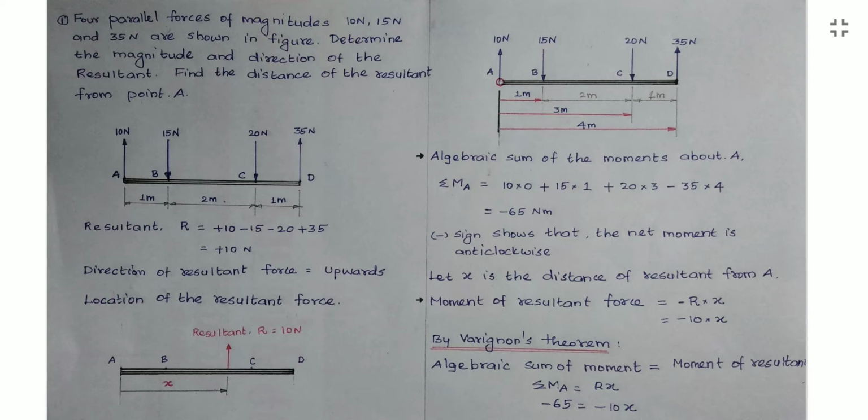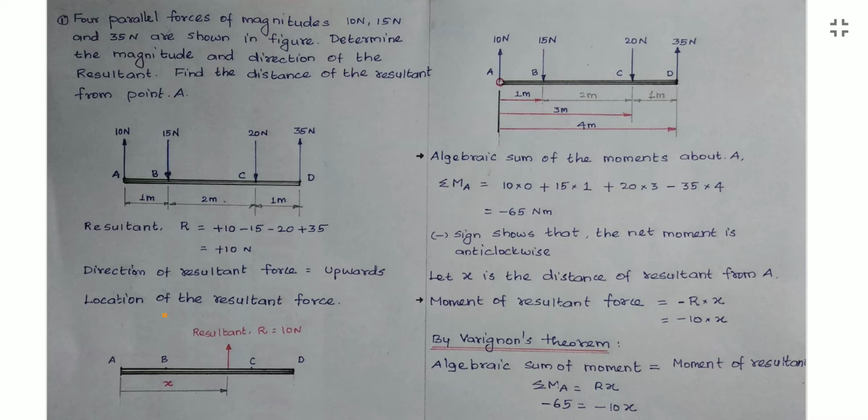What we have to remember here is that towards up means positive, towards down means negative. Here there are two upward forces and two downward forces, and finally we got the resultant as plus 10 Newton. Plus 10 means the resultant is acting upwards. If we got minus, the resultant would act downwards. But here we get only plus 10, so the resultant is acting upwards.